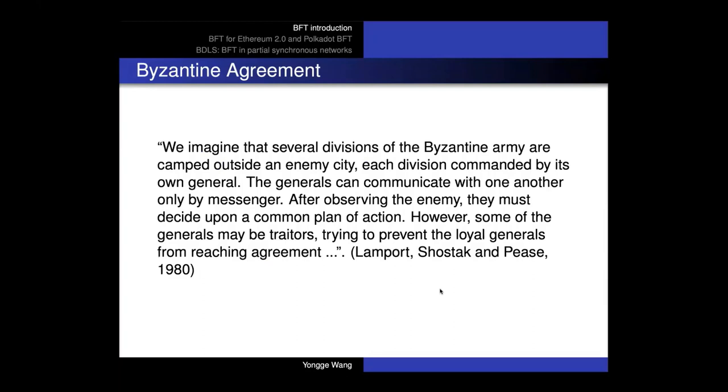I will briefly cover this, but I will not go into details. I'm sure all of you know that BFT protocol was introduced into computer science in the 1980s for distributed computer systems or fault tolerant computing. Byzantine agreement is a traditional protocol from the military, 2000 years ago. But right now we apply that to computer science.